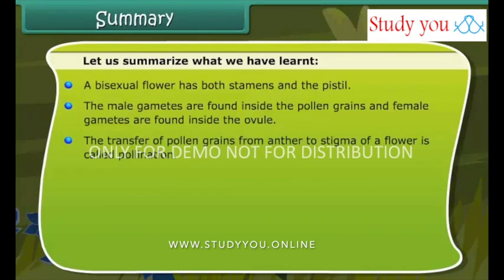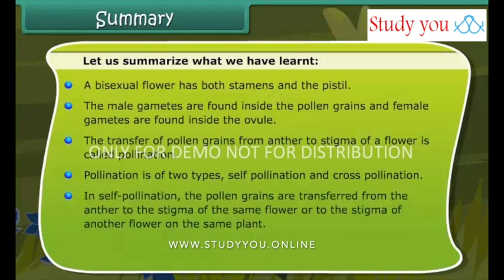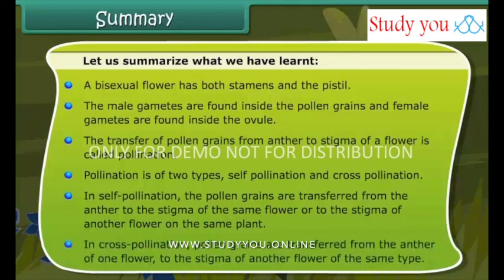The transfer of pollen grains from anther to stigma of a flower is called pollination. Pollination is of two types: self-pollination and cross-pollination. In self-pollination, the pollen grains are transferred from the anther to the stigma of the same flower or to the stigma of another flower on the same plant. In cross-pollination, pollen grains are transferred from the anther of one flower to the stigma of another flower of the same type.